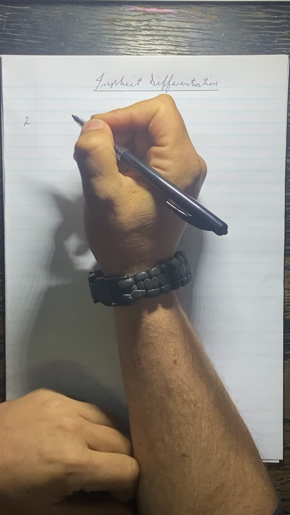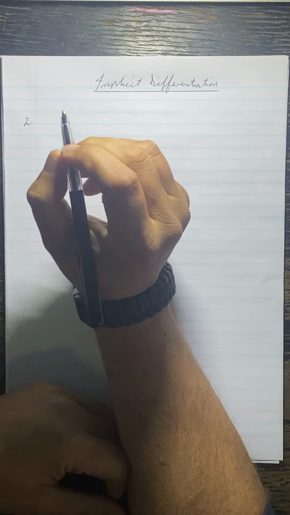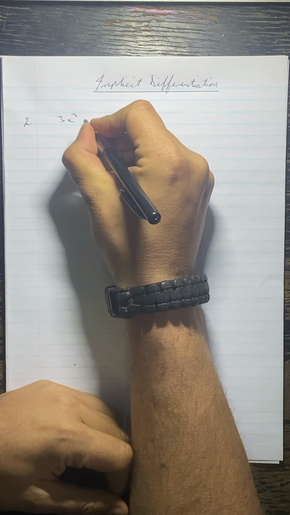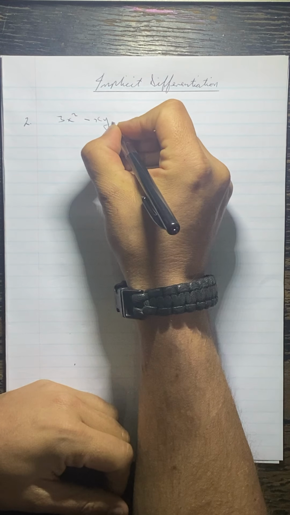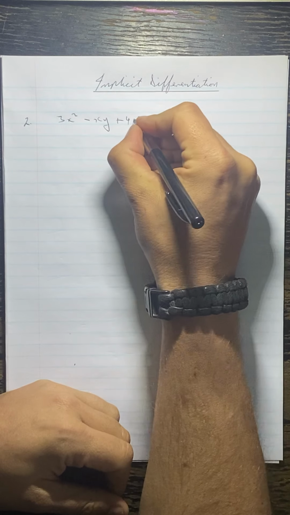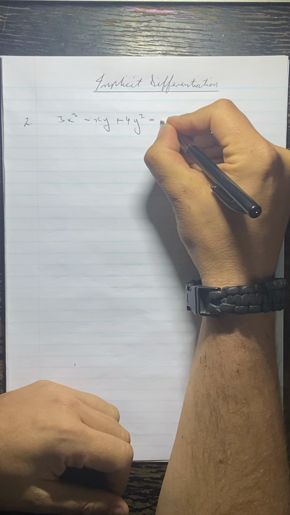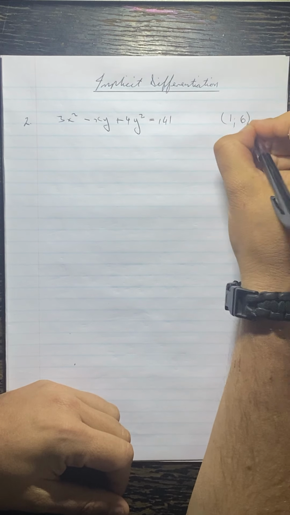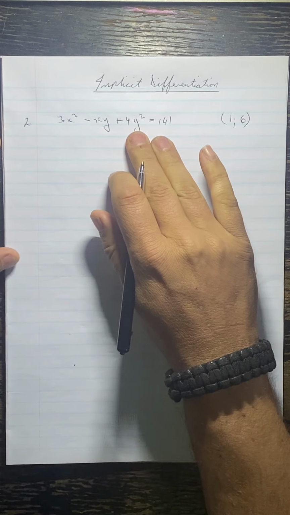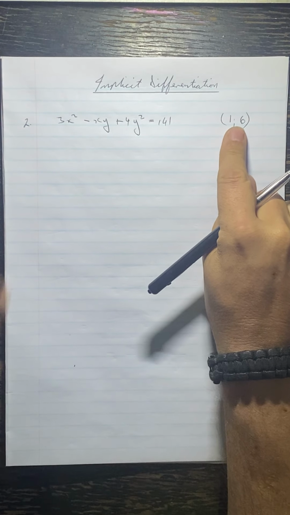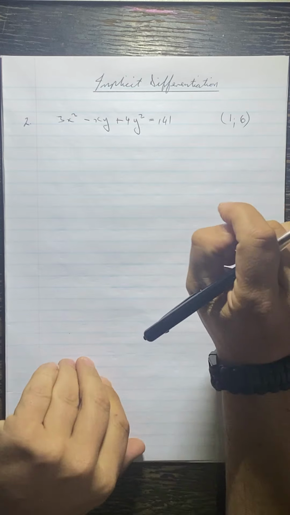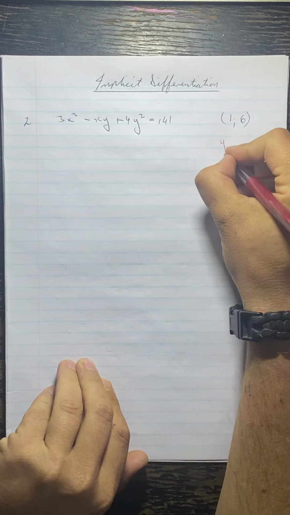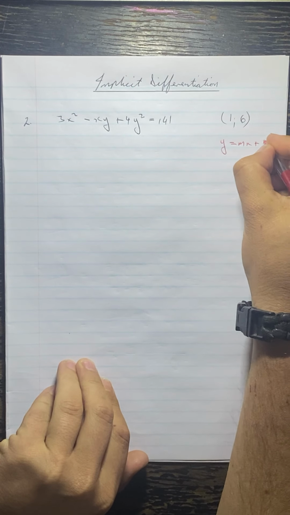And they're saying here, find the equation to the tangent to the curve 3x squared minus xy plus 4y squared equals 141 at this point. So we have this curve over here, this equation of a curve, and the tangent is tangent to this point here, (1, 6). Because we want to find the equation of a tangent, just remember that the formula is y is equal to mx plus c.